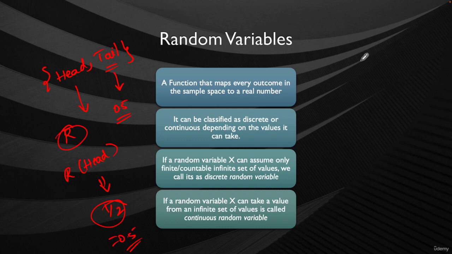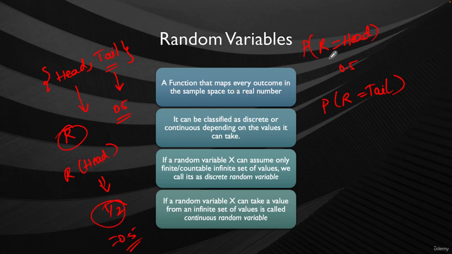So the way that we would say it is, the probability of the random variable R assuming the value of head is given by 0.5. And in the same way, the probability of random variable R assuming the value of tail. So in other words, we can also think of it as a function which helps me map every outcome in my sample space to a real number.